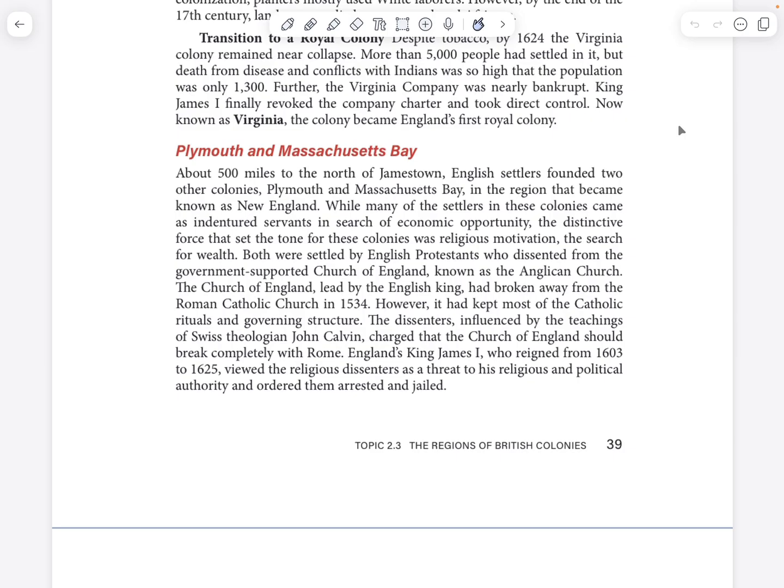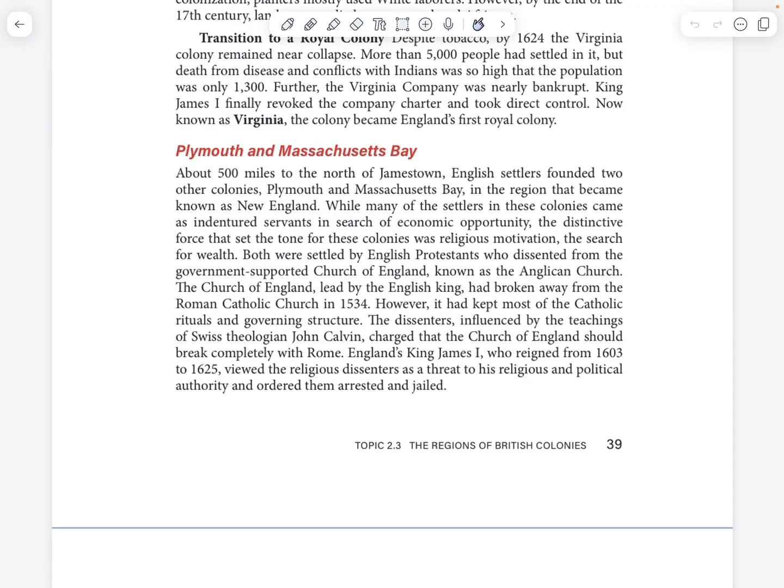Plymouth and Massachusetts Bay. About 500 miles to the north of Jamestown, English settlers founded two other colonies, Plymouth and Massachusetts Bay, in the region that became known as New England. While many of the settlers in these colonies came as indentured servants in search of economic opportunity, the distinctive force that set the tone for these colonies was religious motivation, not the search for wealth. Both were settled by English Protestants who dissented from the government-supported Church of England, known as the Anglican Church.